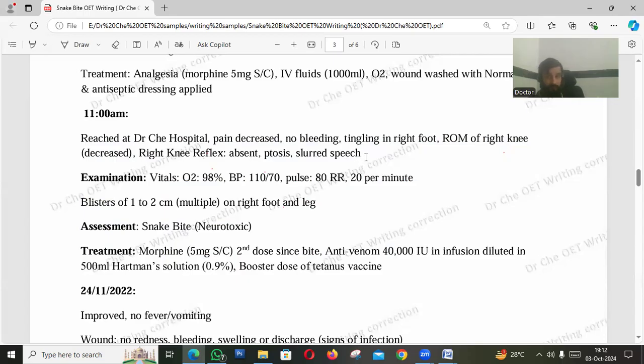But how you are going to make a good sentence of all of these things is the real magic that you will do. If you can write a good sentence of all of these things, it means you can get an easy B grade in your OET writing. Can anyone try to write a sentence, or just think how you're going to write a sentence about all of these symptoms?